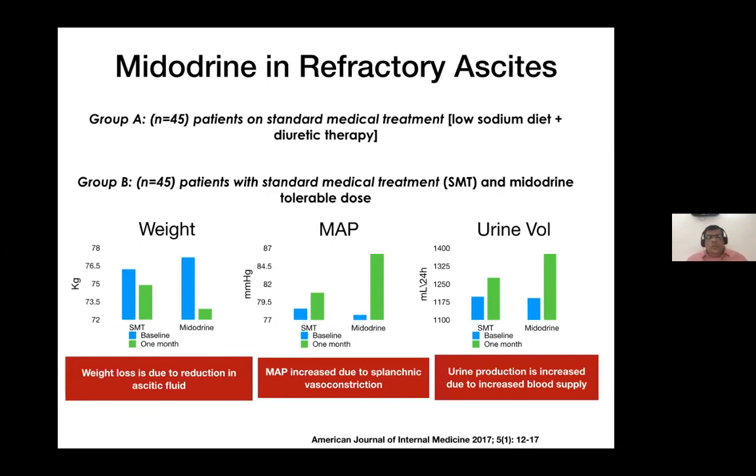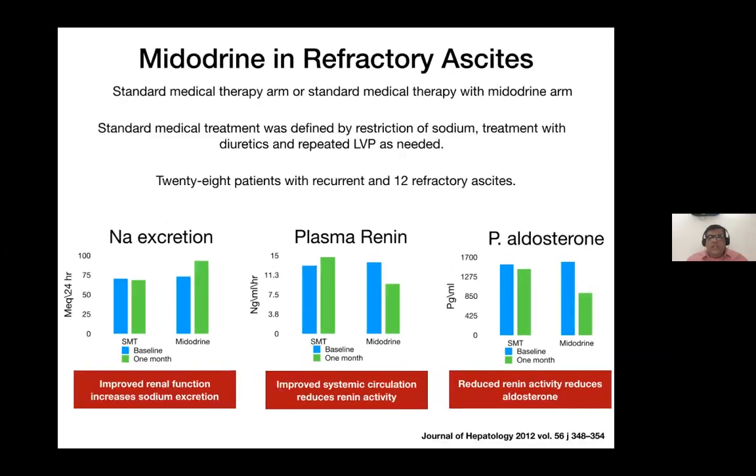Now, use of midodrine in refractory ascites was shown in several studies, including by Professor Virendra Singh from PGI Chandigarh. We know that it improves the weight as compared to standard medical therapy because of reduction in the ascitic fluid. It increases the mean arterial pressure because of splanchnic vasoconstriction, and increases the urinary volume because of the improved renal perfusion. So this was shown in several studies.